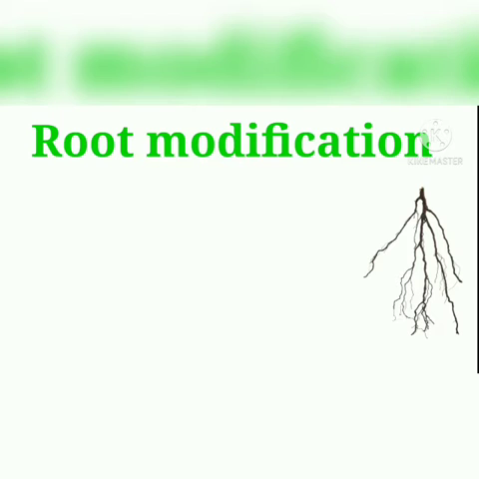Root modification. Roots are modified to perform additional functions such as support, reproduction, respiration, floating on water, and obtaining food from another plant.